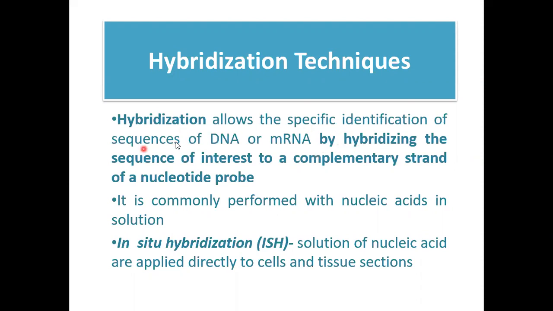So guys, the hybridization technique is the same as your immunohistochemistry. We use this to visualize molecules in the tissue. So it allows the specific identification of sequences of DNA or mRNA. So this one, guys, is the detection of your DNA or mRNA sequence. This is through the use of a complementary strand of a nucleotide probe.